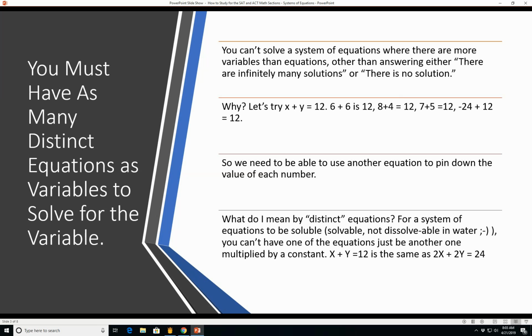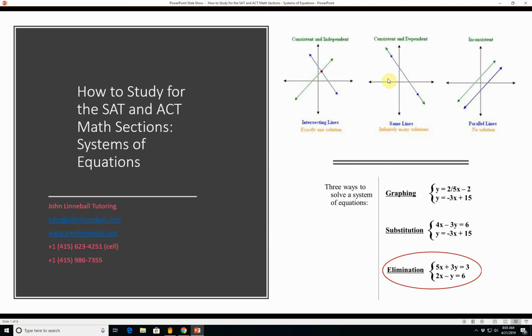So for a system of equations to be soluble, that is solvable, not dissolvable in water or alcohol or some other solvent, you can't have one of the equations just be another one multiplied by a constant. x plus y is equal to 12 is the same as 2x plus 2y equals 24, because you just multiplied everything by 2. So if you have just that, then you're going to have this graph here where it's the same line.